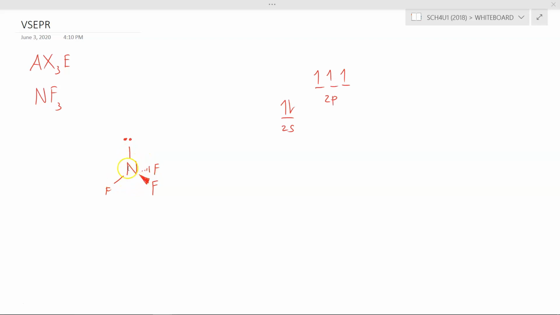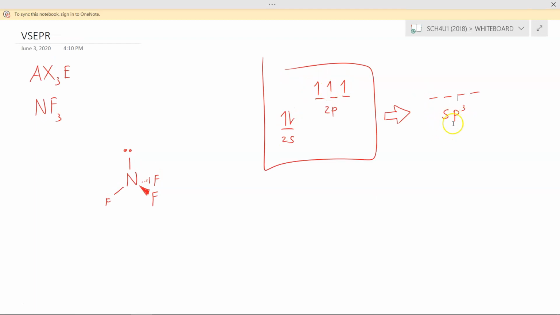Because there are 4 regions of electron density, I need 4 hybrid orbitals. If I want 4 hybrid orbitals, I need to hybridize 4 orbitals. And that gets me sp3 hybridization. So on a test, I would say the nitrogen uses sp3 hybridization.